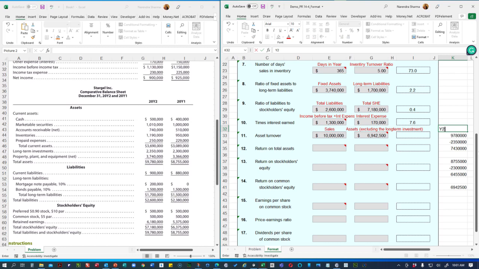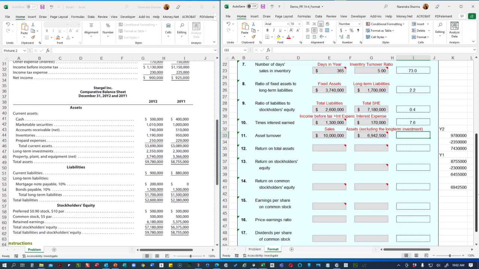So this is year 2 figure and this is year 1 figure. So total assets were 9,780 minus the long-term investments were 2,350,000. That will give you 7,430,000, and for year 1 it is 8,755,000 minus 2,300,000 will give you 6,455,000. So if you add these two figures and divide by 2, you get that figure. So that's how we got that.